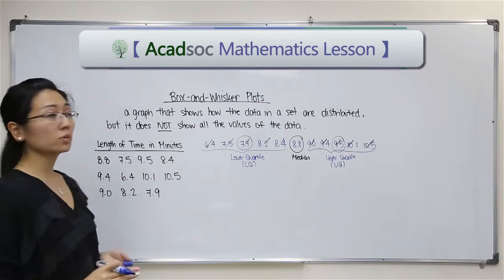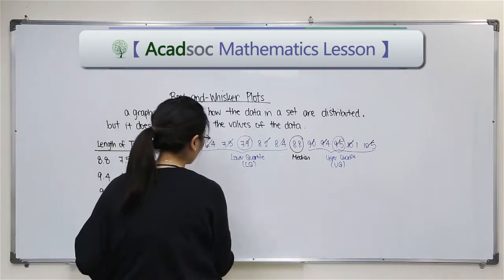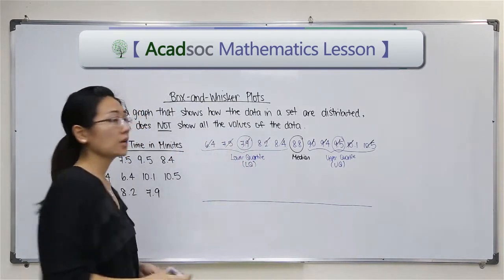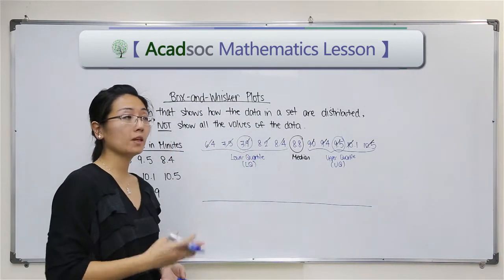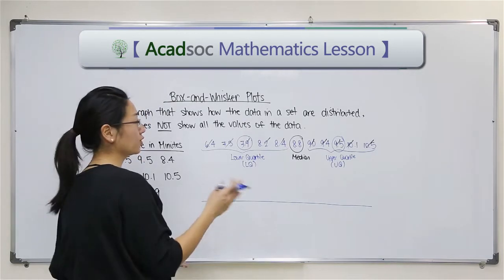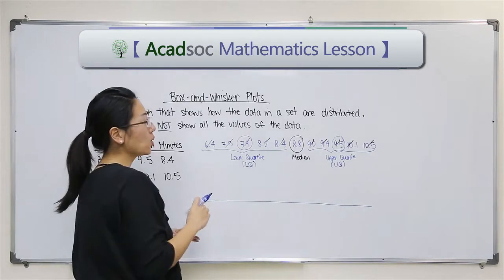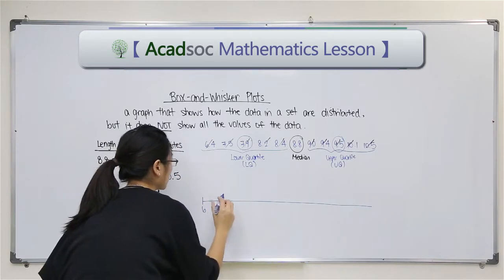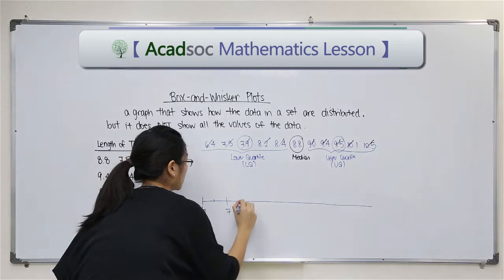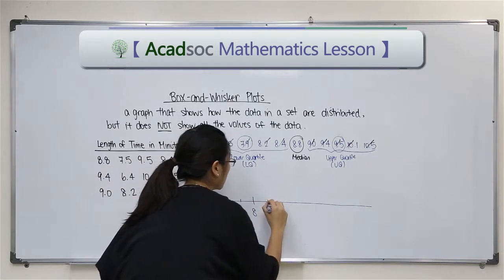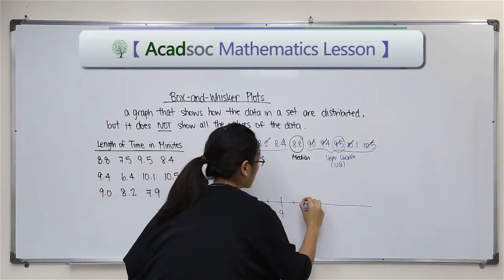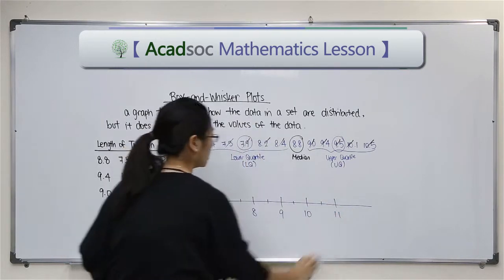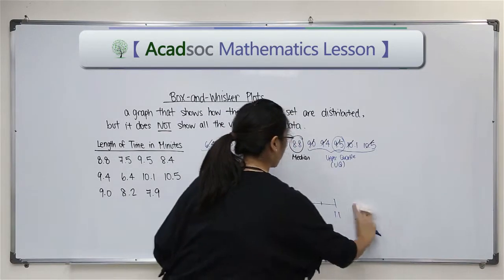So to draw this box and whisker plot, we're going to first create a number line. Since I have decimals, I would try to make it intervals of a half, so it'll be easier for me to approximately know where to plot those different points. The lowest is 6.4, so I'll start with 6. And the highest is 10.5, so I'll stop at 11. So these are my values.